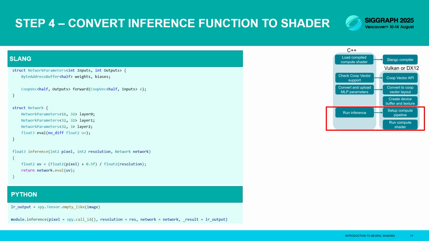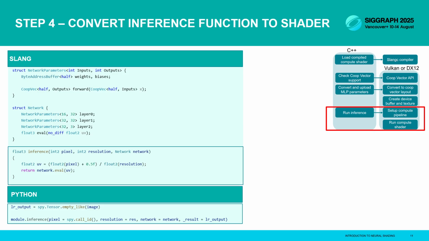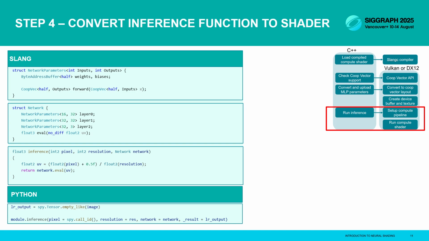Let's take a look at Slang and Python inference code. First, on the Python side, we create the output texture as a SlangPy tensor and set it as an output for the Slang inference function call. On the Slang side, the inference function takes pixel resolution and network parameters as input, and then calls the network evaluation function to calculate output RGB values. The network structure describes a three-layer neural network, and every layer is described by a network parameter structure that includes a weights matrix and biases vector.